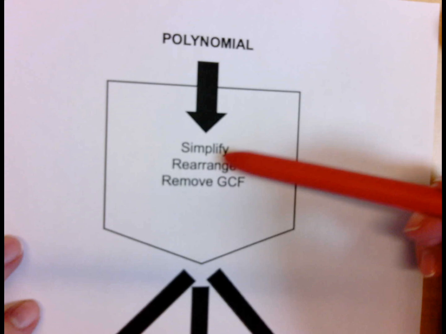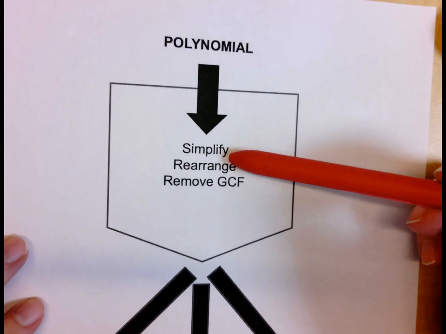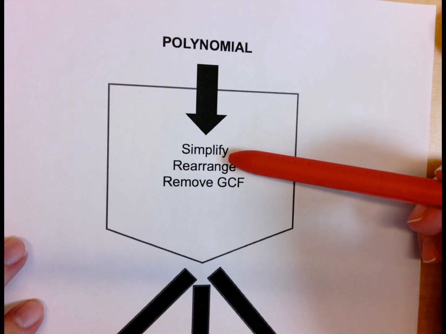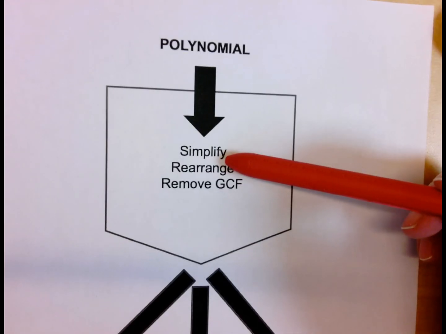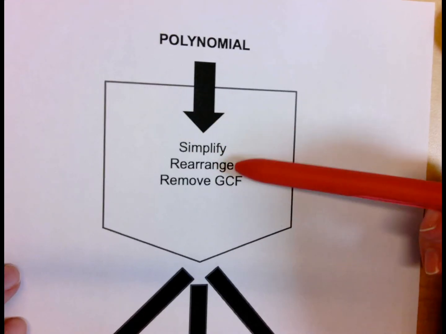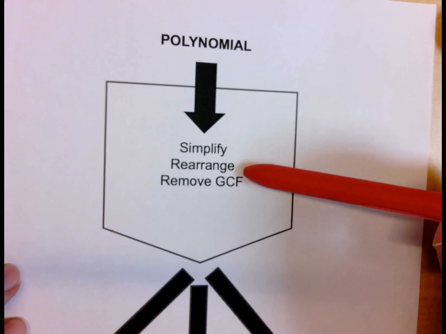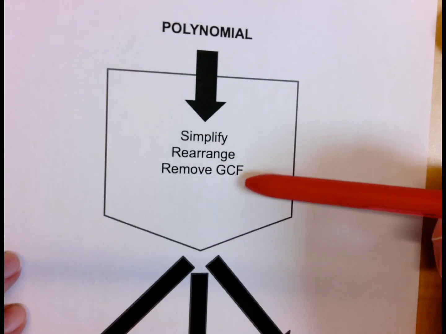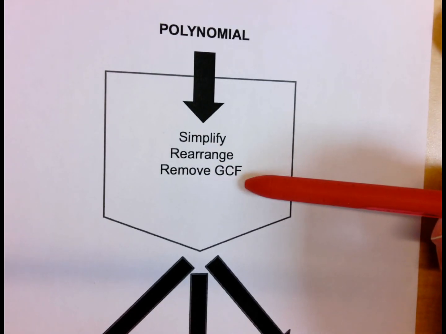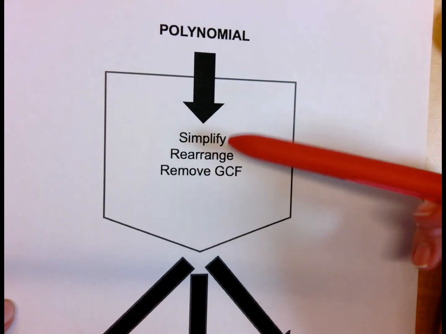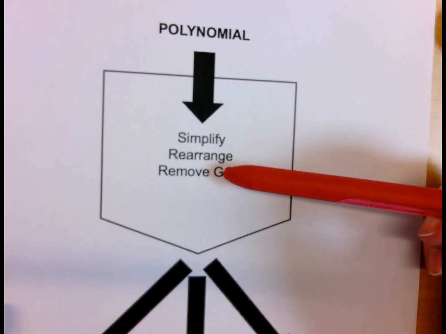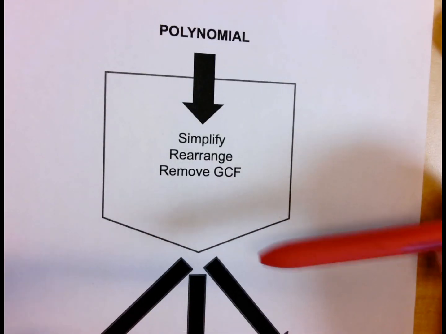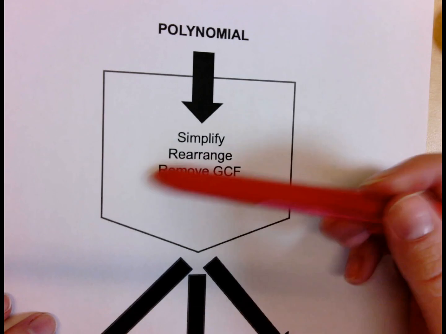You always want to simplify first, so if there's anything that needs to be combined or multiplied out or distributed or anything like that, we want to go ahead and simplify it. Get everything into the simplest standard form that we can. Rearrange it if it's not already in standard form, and then you're going to remove that GCF, which is what we learned how to do in the last couple of videos. We're going to make sure that it's as simple as we can. Pull out the GCF, that greatest common factor, and work with what is left over.